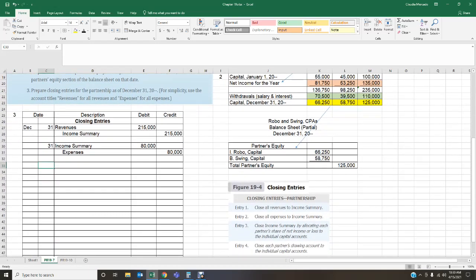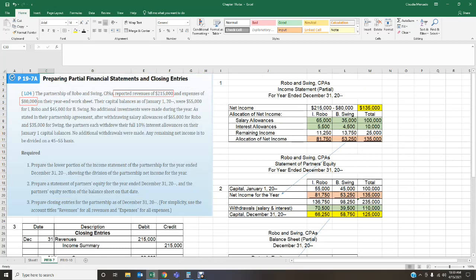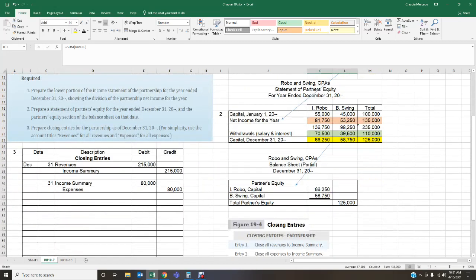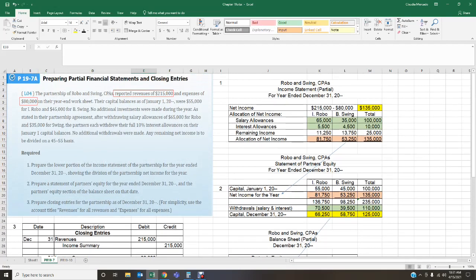Step number 3, you're going to close income summary by allocating each partner's share of net income or loss to the individual capital accounts. So this is going to be the allocation of income. We're going to close that to income summary. Those amounts right here are going to be closed, the allocation of income, because we did have income of $135,000, and now we have to close those out. Here, this is happening on the 31st as well. So we've got income summary, and the amount of my debit will be my total, which is $135,000.